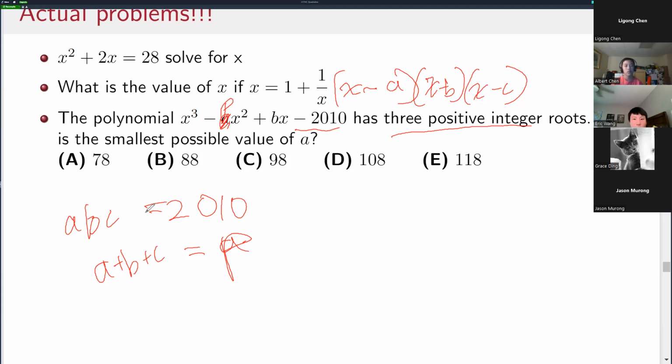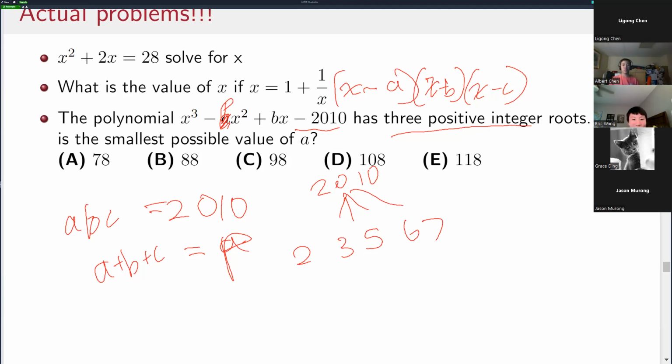It also says there are 3 positive integers. So that means that we just need to factorize 2010. And 2010 can be factorized as 2 times 3 times 5 times 67, I think. Yeah, 2 times 3 times 5 times 67.